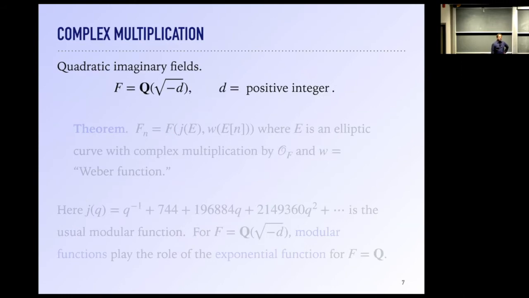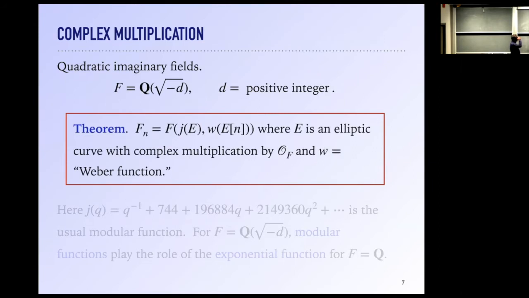There's one other case where this has been done classically, which is that of quadratic imaginary fields. So by a quadratic imaginary field, I mean a field of the form Q adjoin the square root of a negative integer. And the theorem is that the field Fn in this case can be obtained explicitly via the special values of some modular functions. So these modular functions play the role of the exponential function. So Fn is, you start with F and you adjoin the j function of an elliptic curve that has complex multiplication by the ring of integers in F.